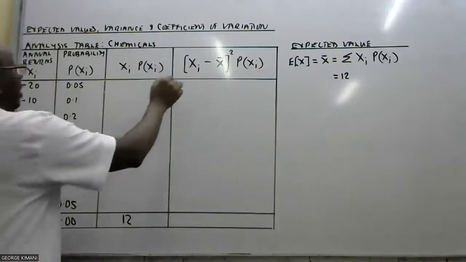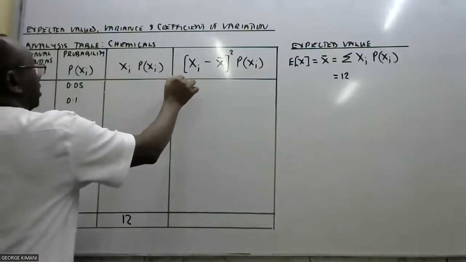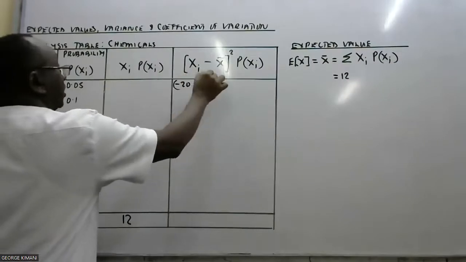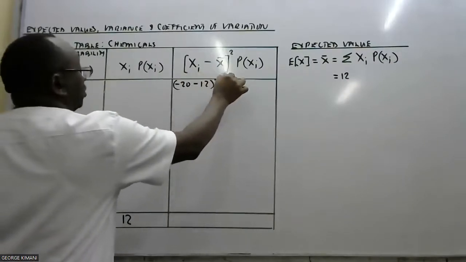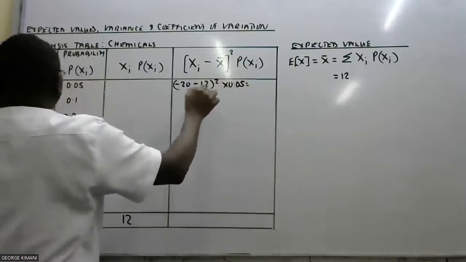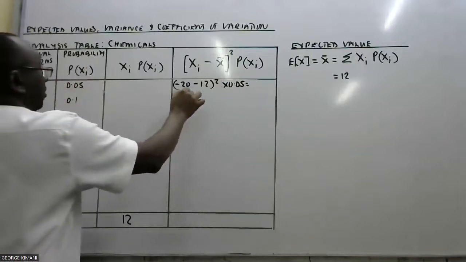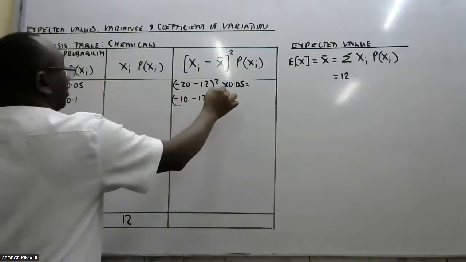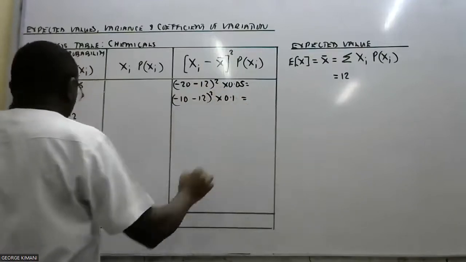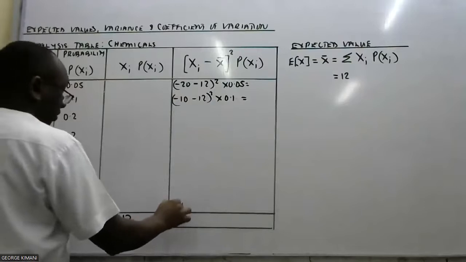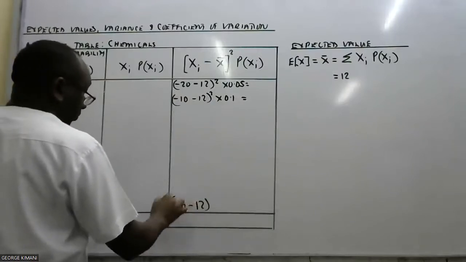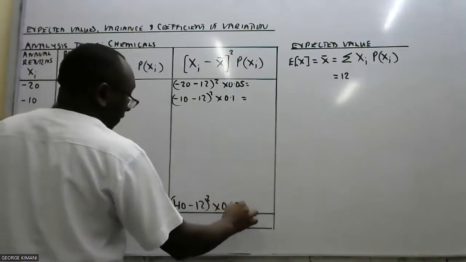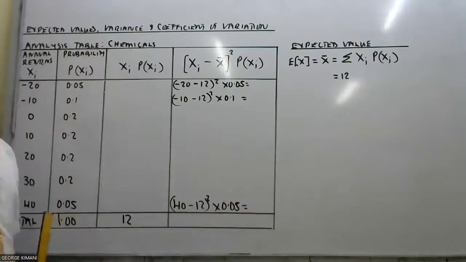Now, to put here, it's the same: minus 20, minus 12, the answer you square, then you multiply by 0.05. Minus 10, minus 12, the answer you square, multiply by 0.1. Down to the last number here, 40 minus 12, you square, multiply by 0.05. You give me the total down there.